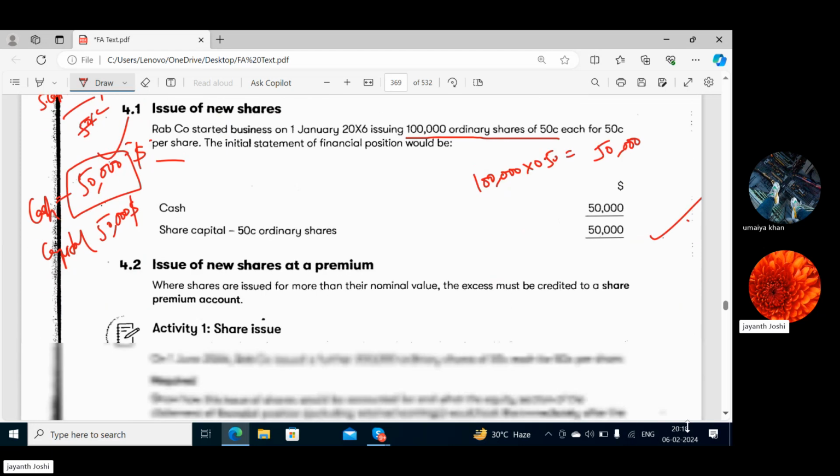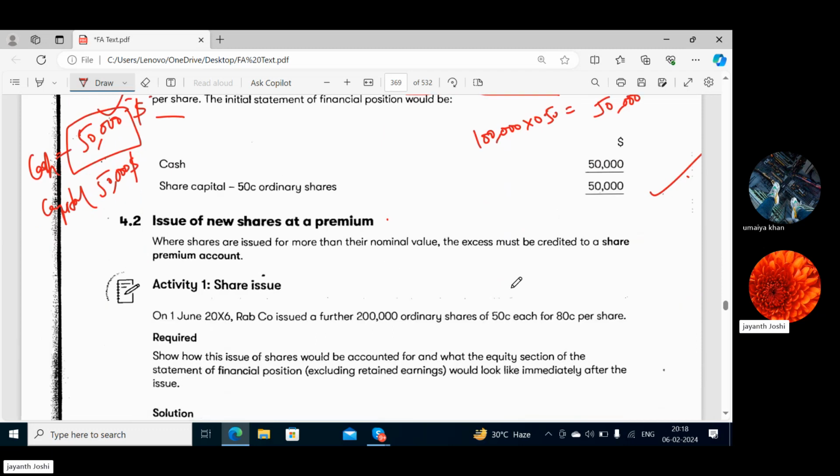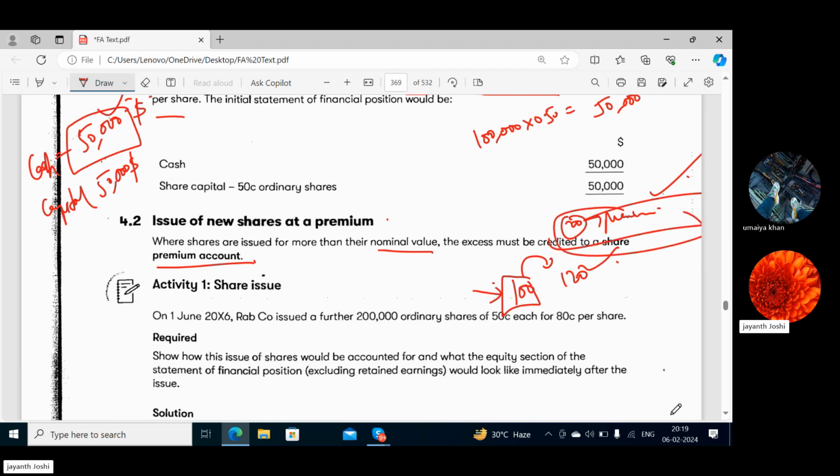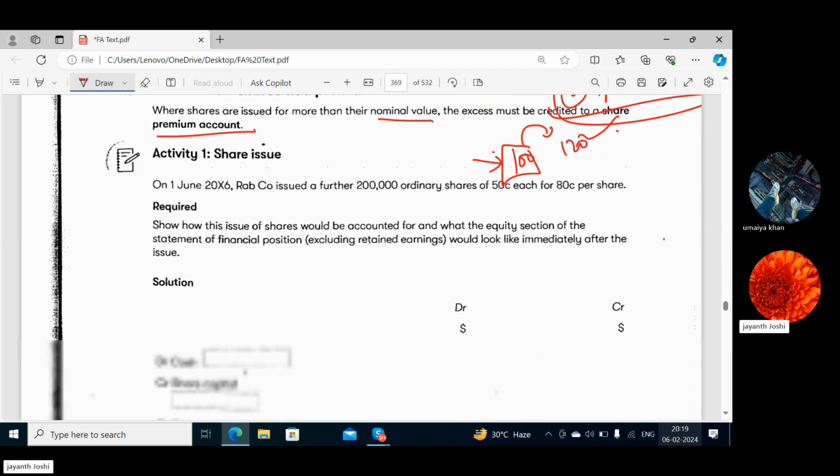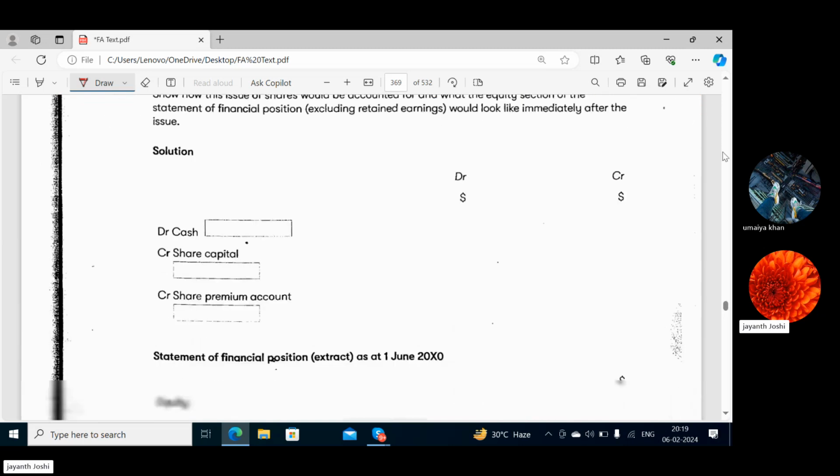Now, issue of new shares at premium. Let's say if 100 rupee shares have been issued at 120. The actual stock price is 100, but 20 is called the premium. Where shares are issued for more than their nominal value, the excess must be credited to the share premium account. That's what goes into the share premium account. There's a question here. We will solve this. Very simple question, very simple to understand.